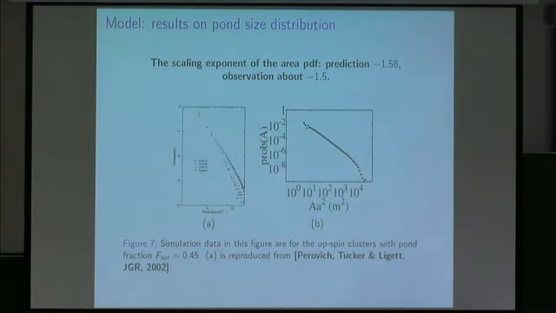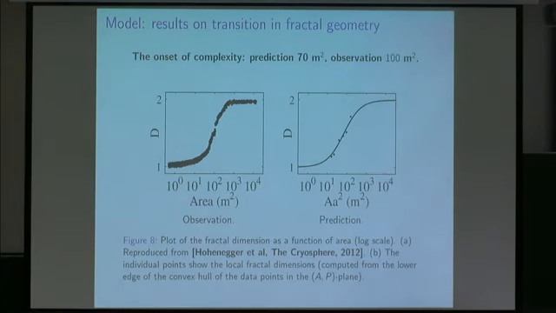We can analyze the model output and figure out the probability distribution function for the pond size. On the left is the result from the paper almost 15 years ago, and on the right is the model output from the Ising model. What's remarkable is that the exponents agree really well. The model output is about minus 1.58 and the observation is about minus 1.5. So these agree really well, and I think this is a strong indication that the model is on the right track.